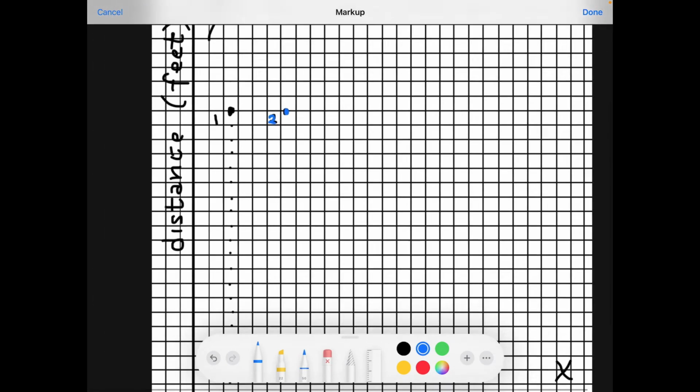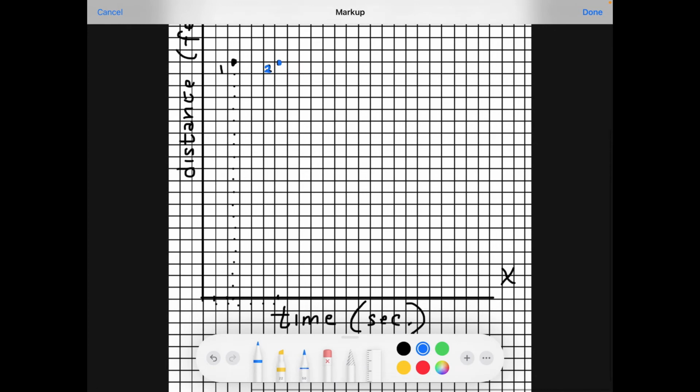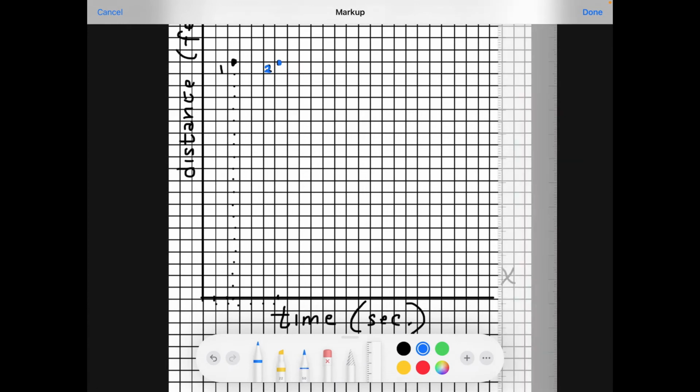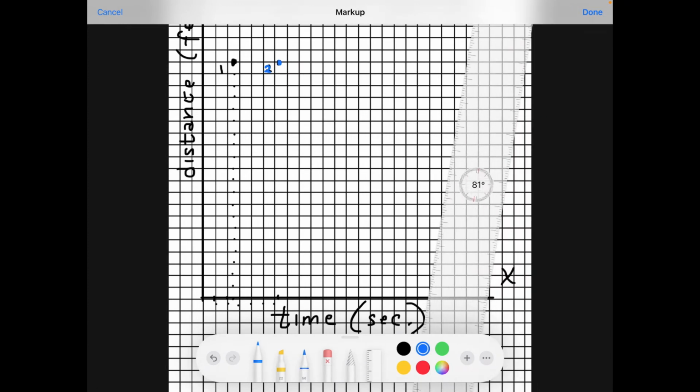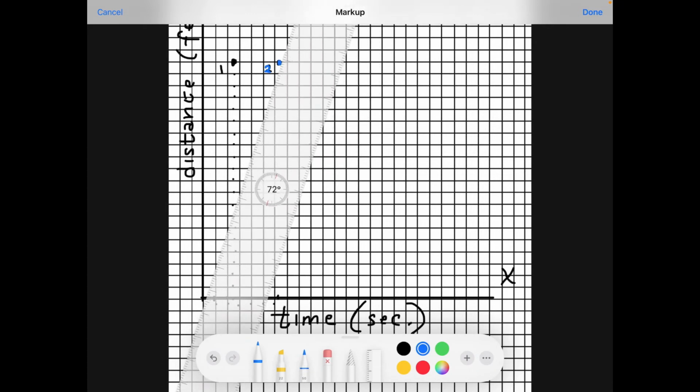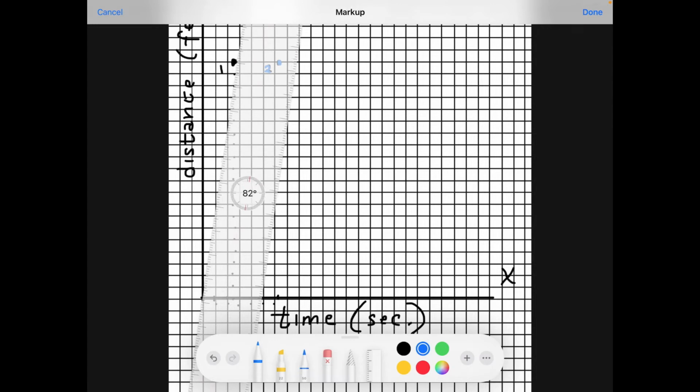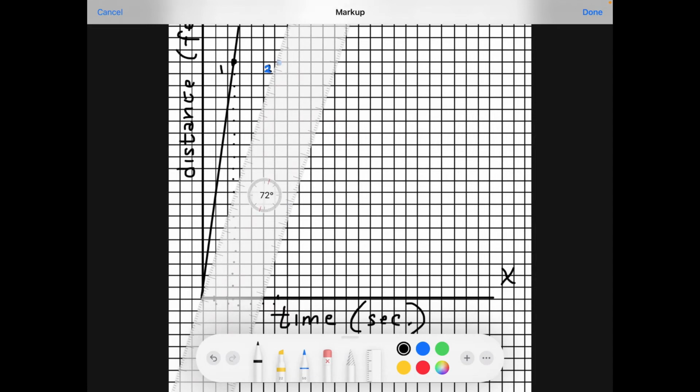Alright, now we have 2 data points which we can use to define lines that will tell us in a visual way our velocity or slope. So let's do trial number 1 first. Our line will pass through the origin and our first data point. And then our second trial. Our line will pass through the origin, that's the 0, 0 point, and our second data point.